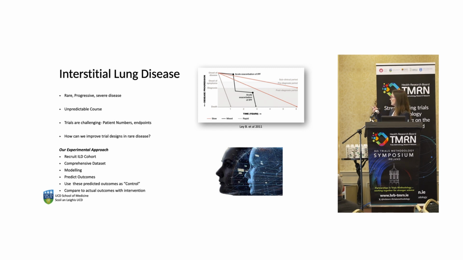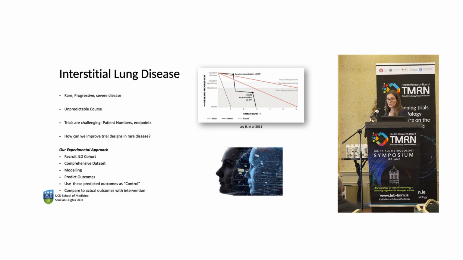As you can see from the graph here by Levy et al., it shows progression can sometimes be rapid, sometimes slow, sometimes mixed, and it's hard to predict onset of acute exacerbations and indeed survival for these patients. Also, with it being a rare disease, it's difficult to design clinical trials with small sample numbers.